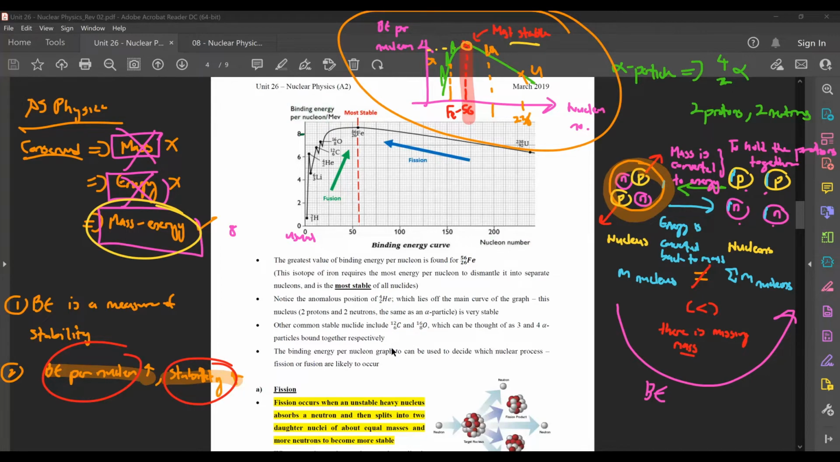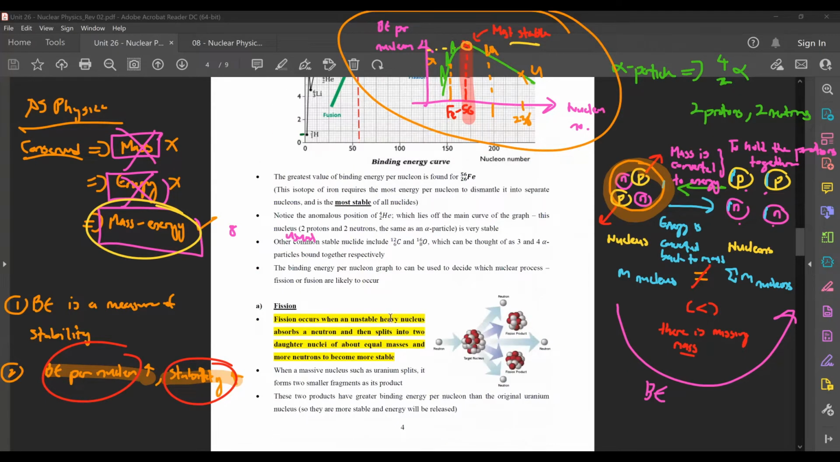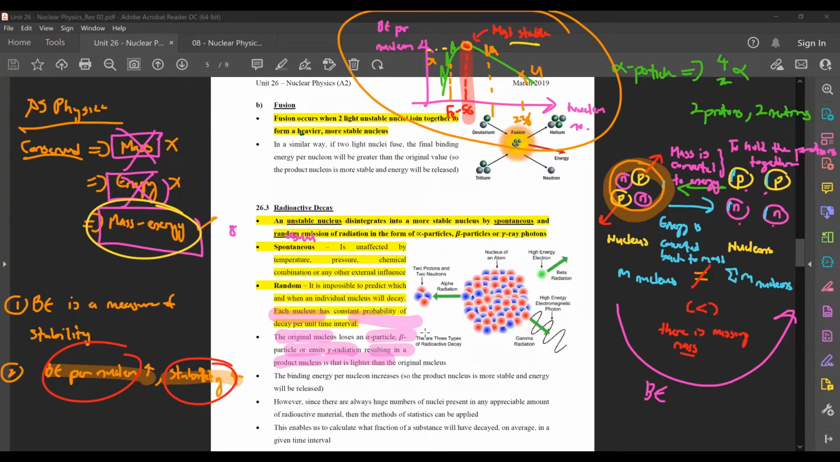In SPM physics, you learn nuclear fission and nuclear fusion, right? So nuclear fission is defined as when an unstable heavy nucleus absorbs a neutron and then splits into 2 daughter nuclei of equal masses and more neutrons to become more stable. Fission is where a heavy nucleus breaks apart into smaller nuclei of about equal masses.